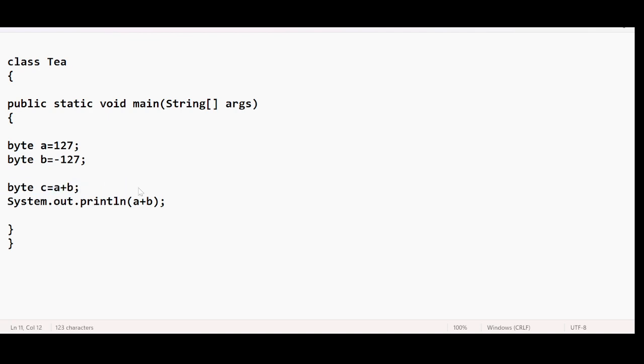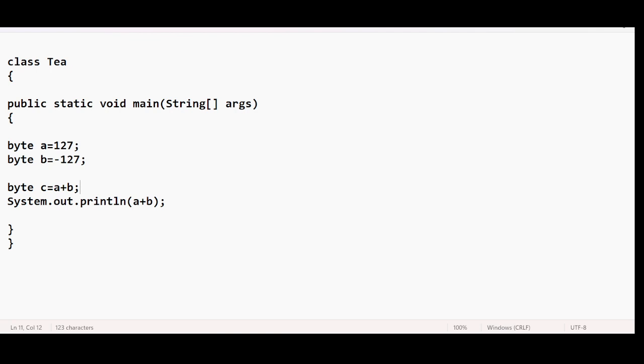Then we should be capable enough to tell the interviewer that if you want to do any mathematical operation on two operands of byte data type, it is not possible because internally it is designed in such a way that mathematical operations can be performed on integer operands at minimum. Byte operand is not eligible for mathematical operations, as simple as that. The second question can be, how do you achieve this?